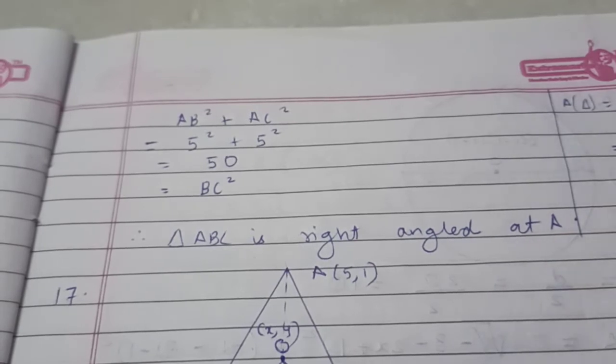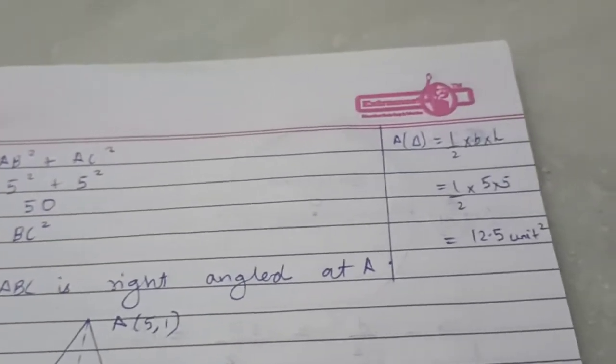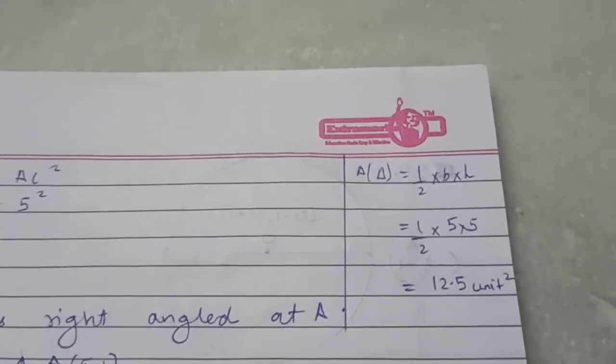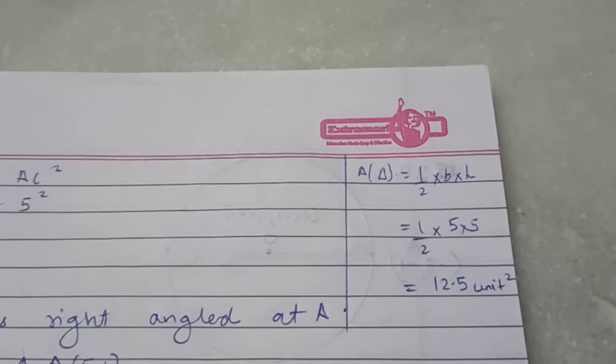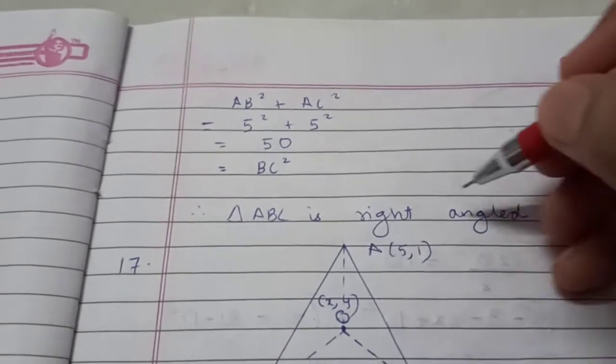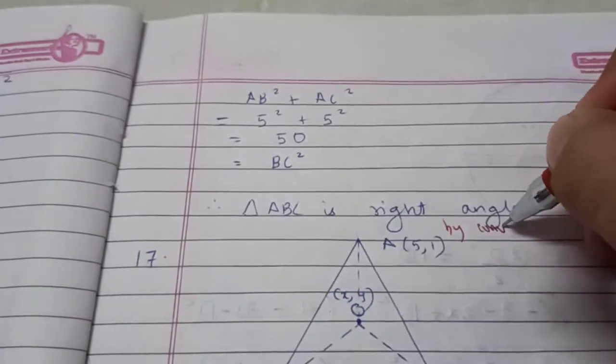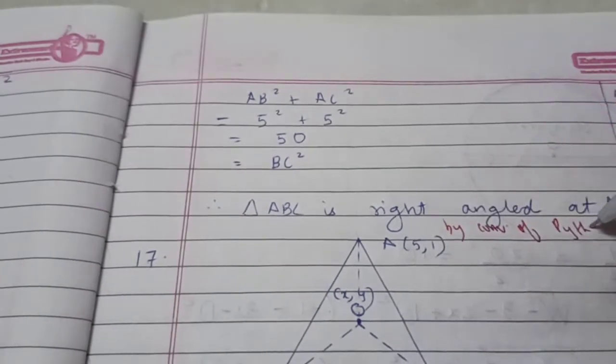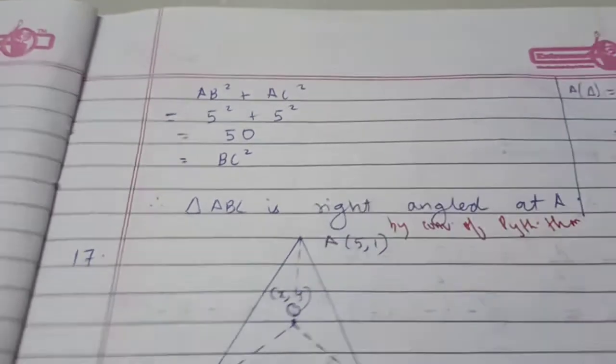And please read the question carefully. They have asked us to find the area also. Often we forget the last part of the question, which I did as well, but then I realized. So now, area of a triangle is half into base into height. The hypotenuse is neither the base nor the height, so it's half into 5 into 5, that is 12.5 unit squared. Please write here by converse of Pythagoras theorem. It's important to write this.